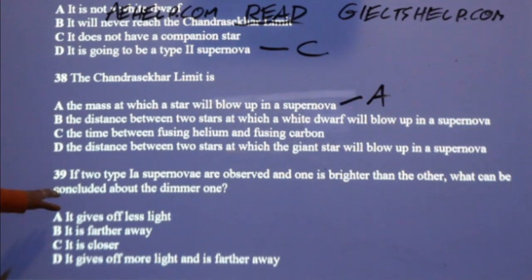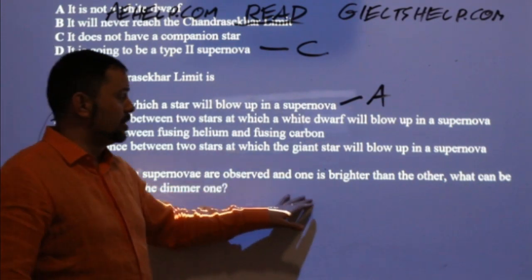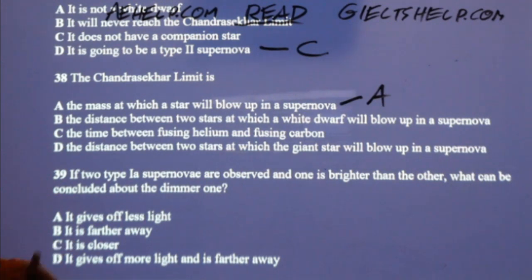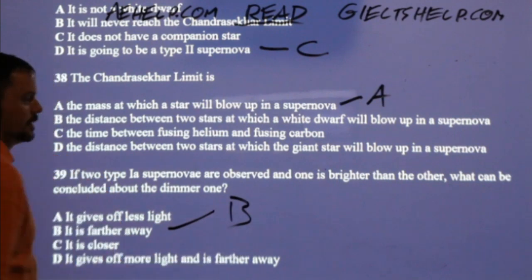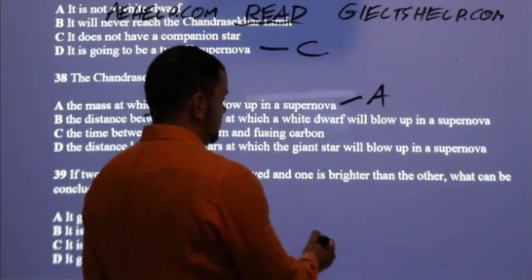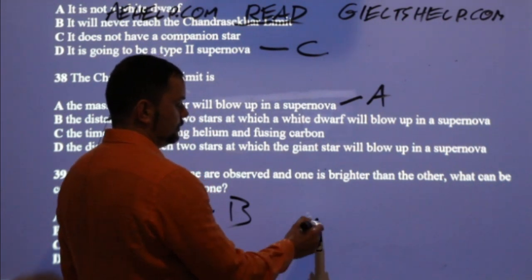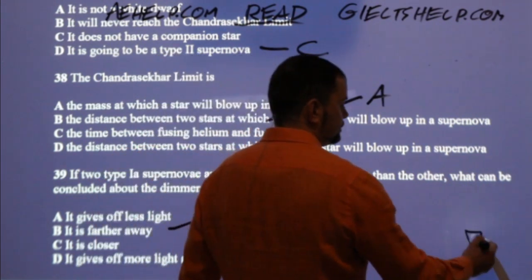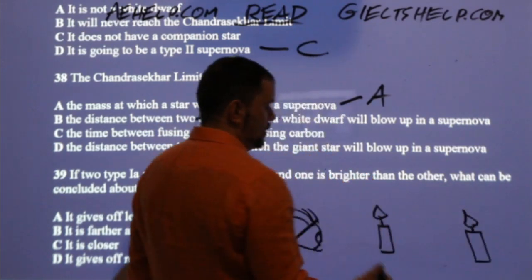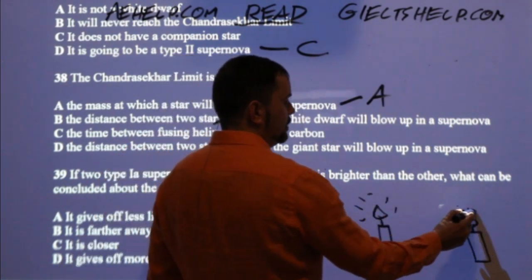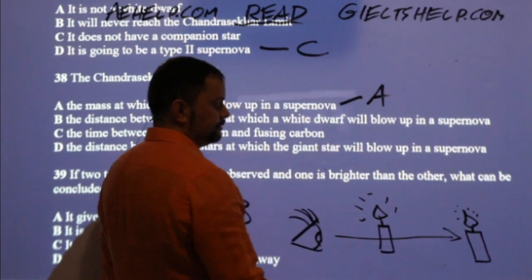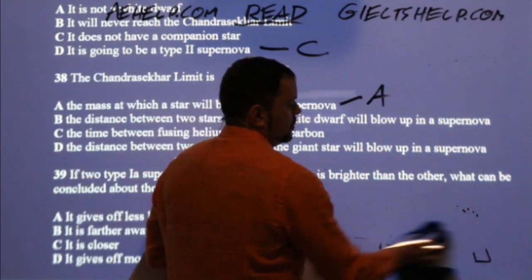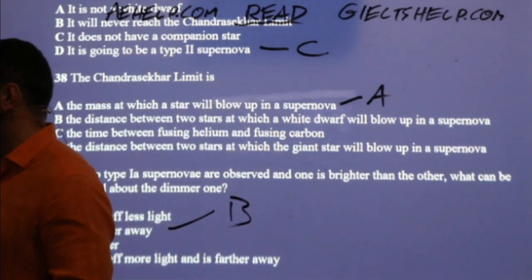All right, 39. If type 1a supernovae are observed and one is brighter than the other one, what can be concluded about the dimmer one? The dimmer one, as we mentioned, is further away. Okay? If you have two of the same candles, this is where you are. And you have two candles that are exactly the same. This one will be brighter. This one will be dimmer. Why? Because this one is further than this one. Right? Okay. So that was clear. We went over that one.